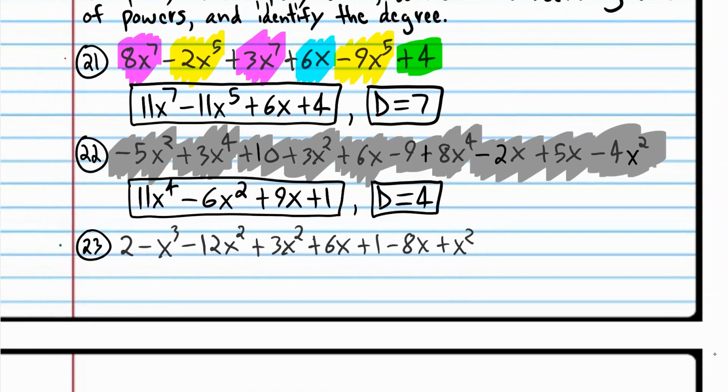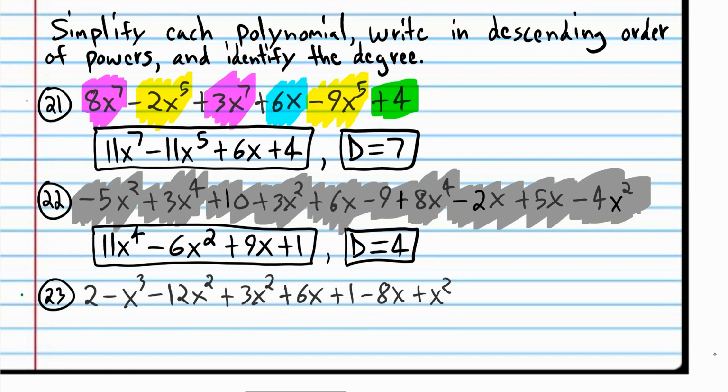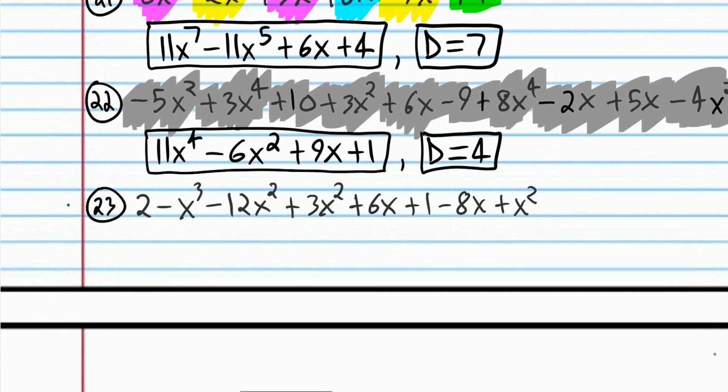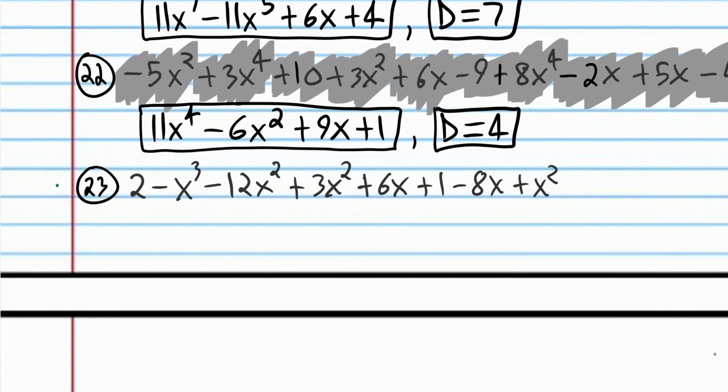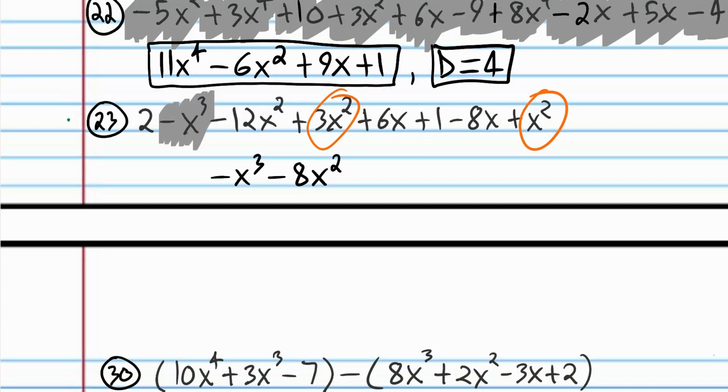Okay, why don't you go ahead and try number 23, and when you come back, we'll do it together. All right, we're back. So we're going to rewrite this negative x cubed term, and then we're going to combine the x squared terms. Negative 12 plus 3 is negative 9. Negative 9 plus 1 is negative 8. So we can cross those out or shade them, however you want to do it.